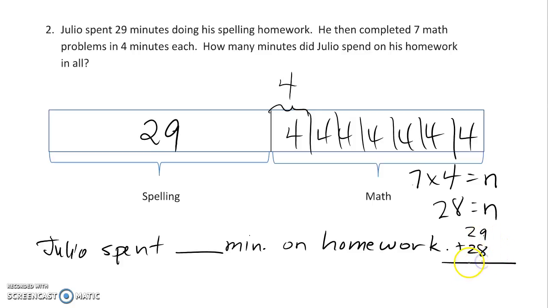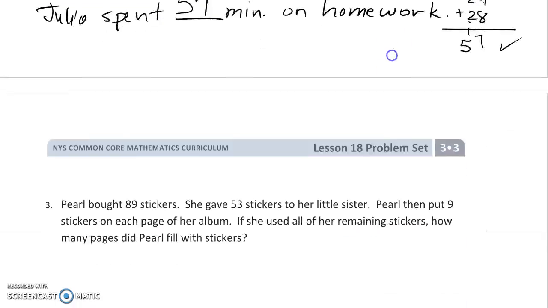9 plus 8 is 17. 2 plus 2 is 4, plus 1 is 5. So he spent 57 minutes on homework. Does that make sense if we're adding almost 30 plus almost 30 again? 30 and 30 would be 60. It's a little bit less, so that does make sense. I like that answer. All right, let's go to the next one.